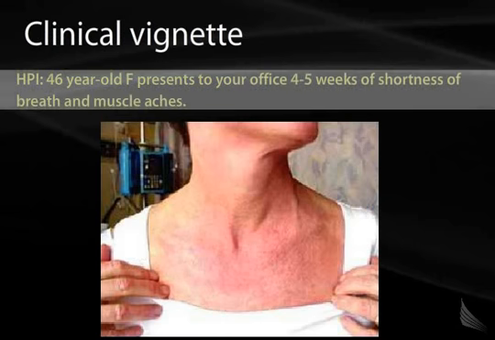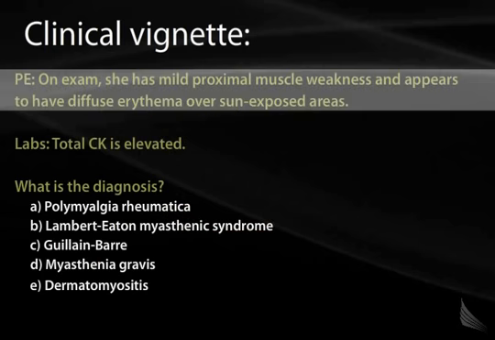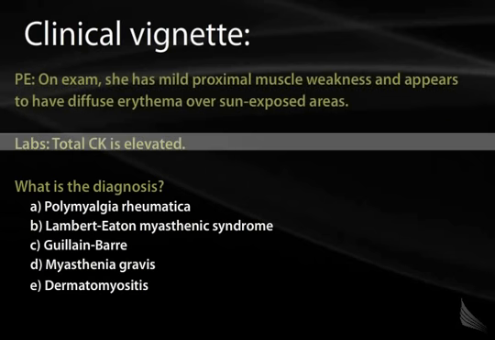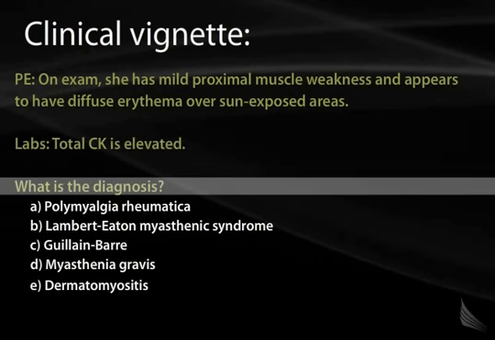Clinical vignette. You have a 46-year-old female who presents to your office with 4 to 5 weeks of shortness of breath and muscle aches. You examine her and you find that she has a peculiar rash shown here on her upper chest. On exam, she has mild proximal muscle weakness and appears to have diffuse erythema over sun-exposed areas. Her total creatine kinase level is elevated. What is your diagnosis? Polymyalgia rheumatica, Lambert-Eaton myasthenic syndrome, Guillain-Barré syndrome, myasthenia gravis, or dermatomyositis.